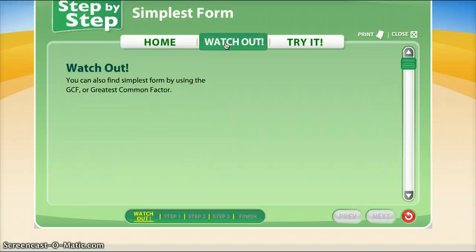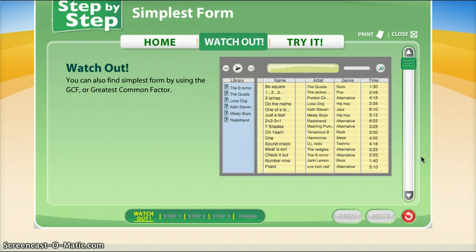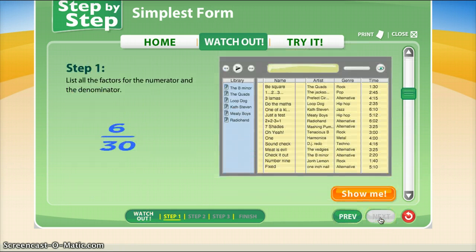You can also find simplest form by using the GCF, or greatest common factor. Let's take that problem with Zoe's playlist, 6/30, again. Check it out. First, list the factors of the numerator and denominator.